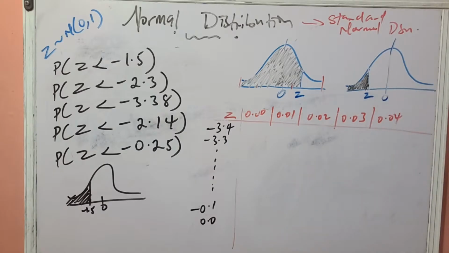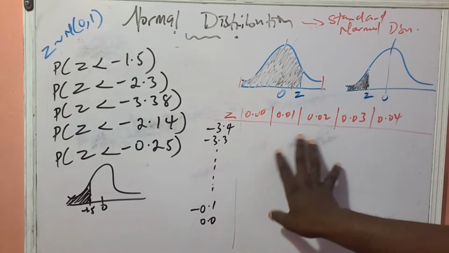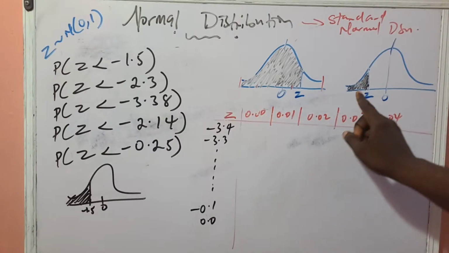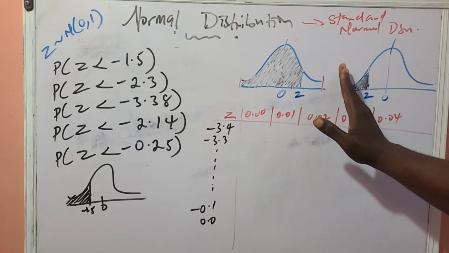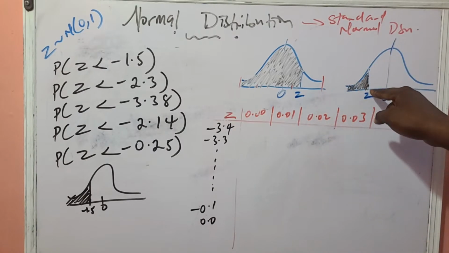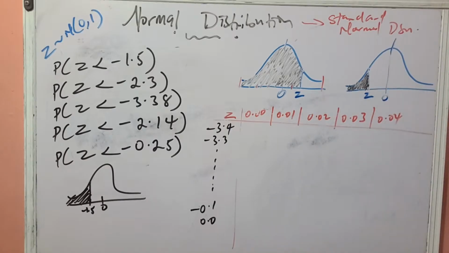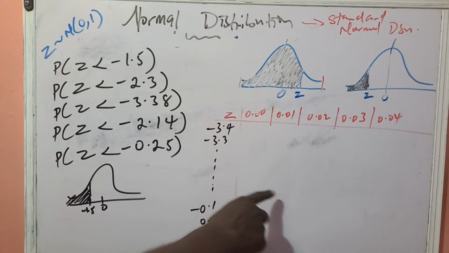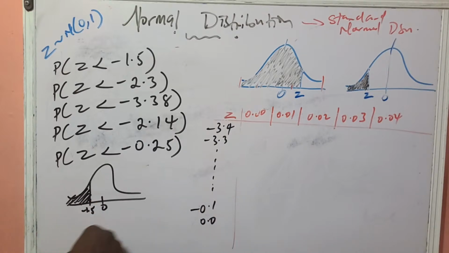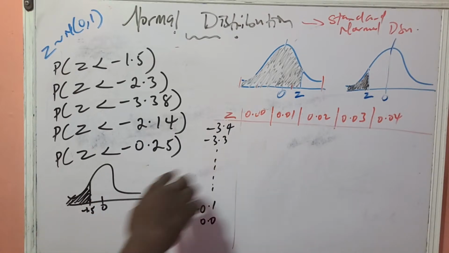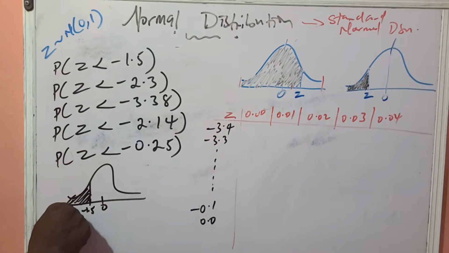That means, this is what it means. Every value you see inside here represents the area starting from the left to wherever you are getting to. Like in this case, we're starting from the extreme left up until minus 1.5. So that is the area. If you check this table now, the value you get is the area from the extreme left up until that point.